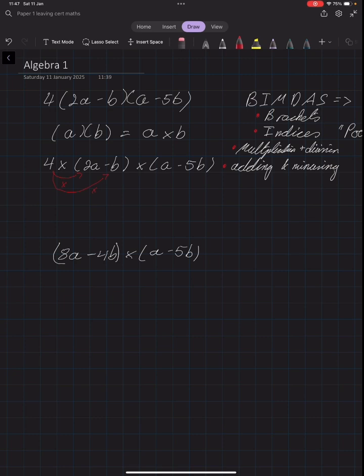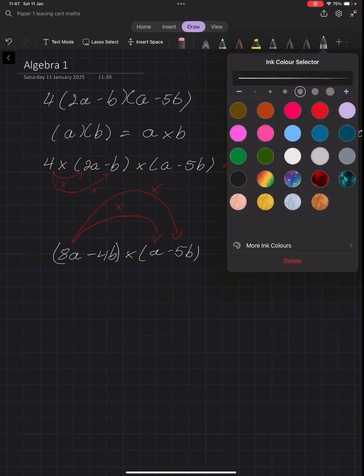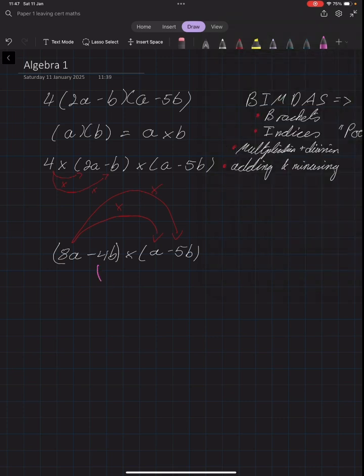So I'm going to do the exact same thing with the 8a. Your 8a is your first number. I'm going to multiply that by the first number, and then I'm going to multiply it by the second number. And now also, just to get a different color, I'm also going to do the same thing now here.